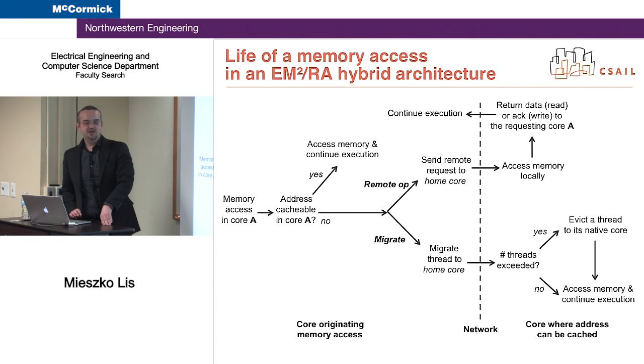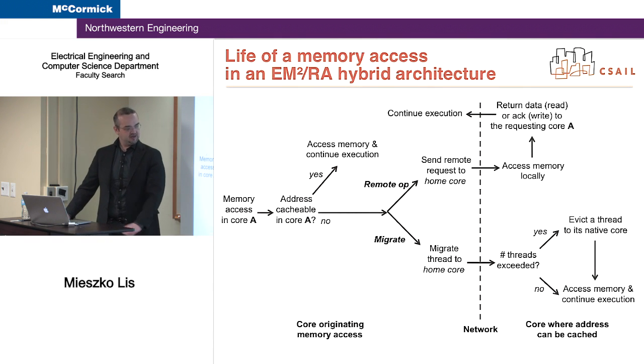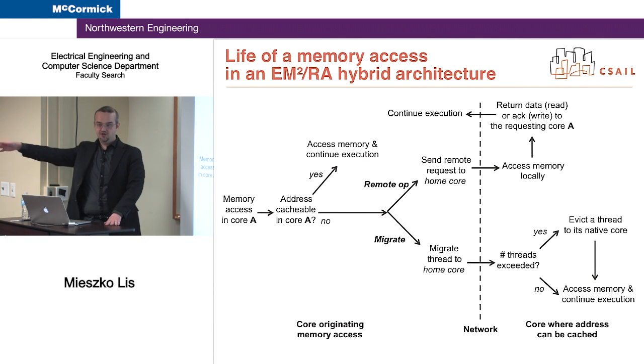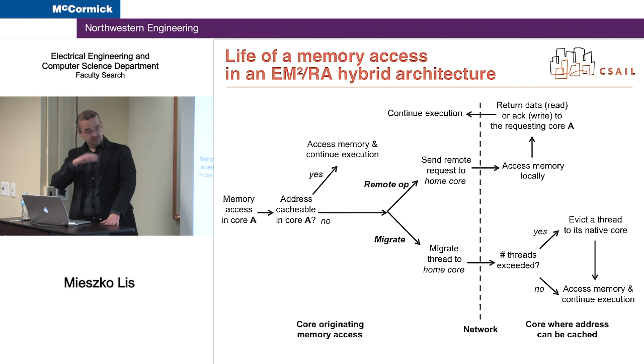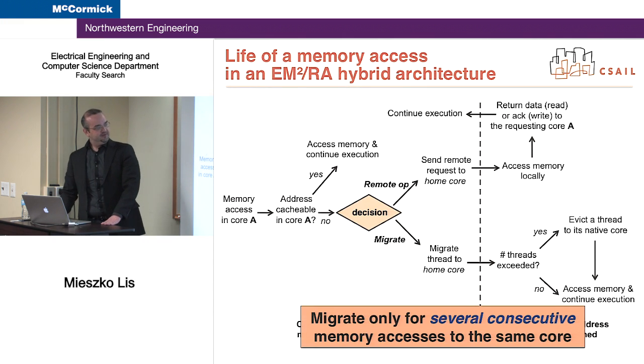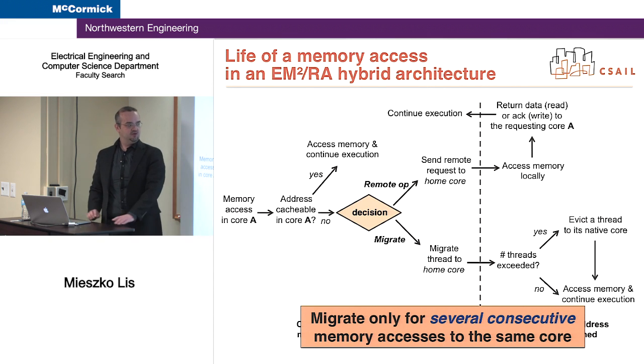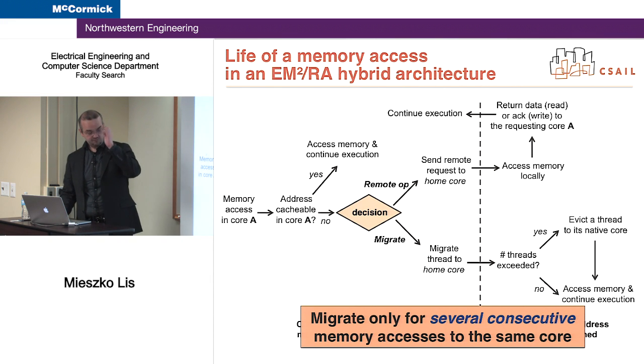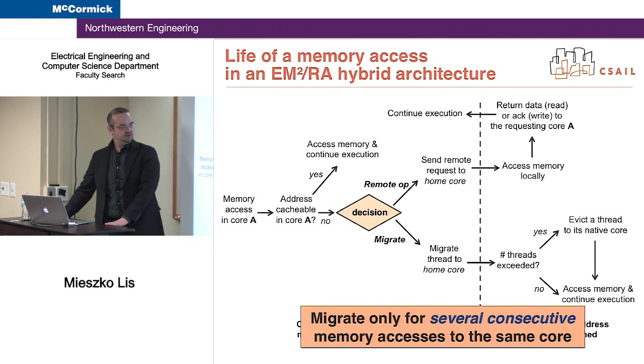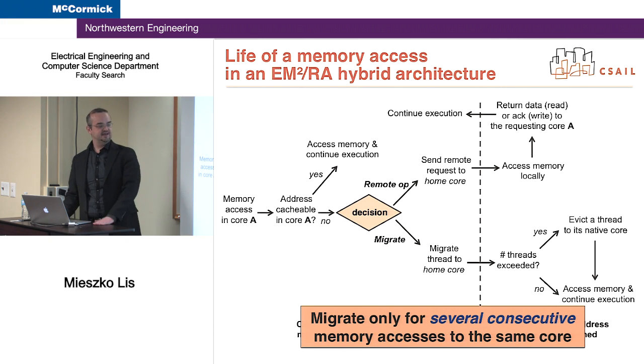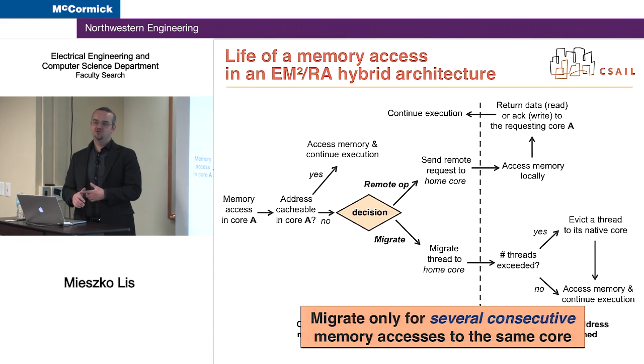Alternatively, if you think you might have enough data locality, then you migrate to the home core as before, and continue execution there, possibly kicking out somebody else who's running there. The key here is this decision, and I will talk about how we ended up implementing it. You want to detect how much locality you're likely to have. That is to say, only migrate if you have several consecutive accesses.